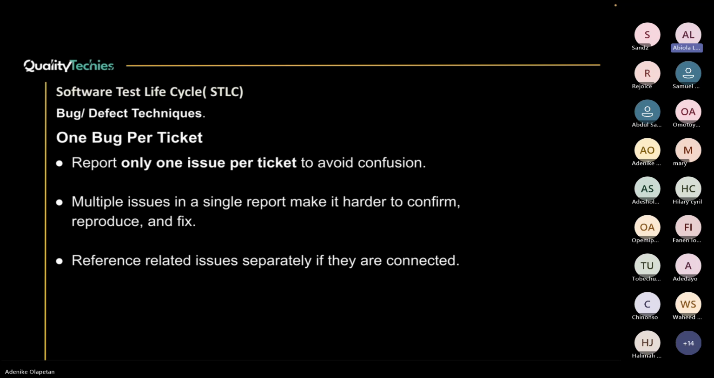In the description field for the bug, you explain in detail what the user journey was, what your experience was when you were testing. Multiple issues in a single report make it harder to confirm, reproduce, and fix. So it's not so nice to lump defects together. Let's make it simple, precise, understandable and readable to the developers, because it helps them when they want to fix the issue. So reference related issues separately if they are connected.